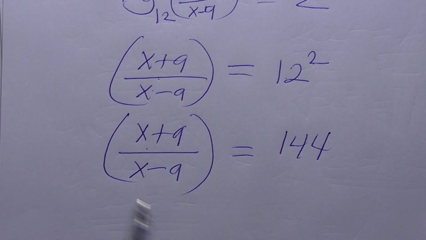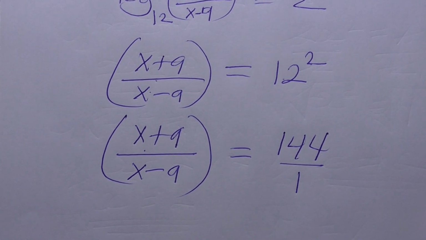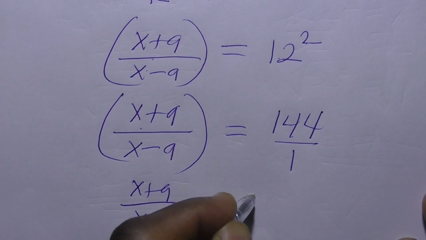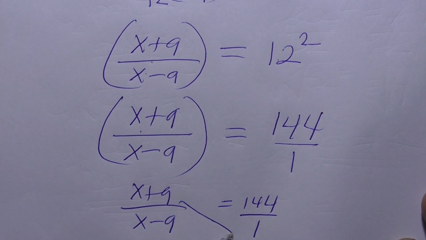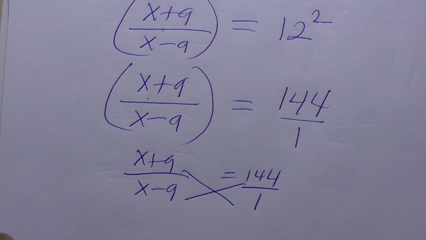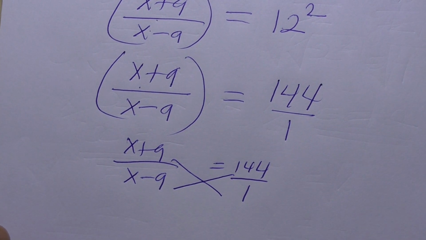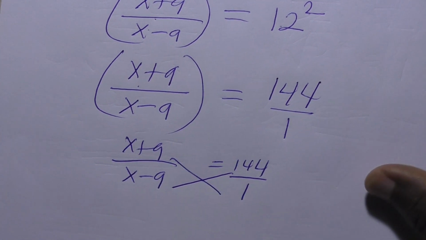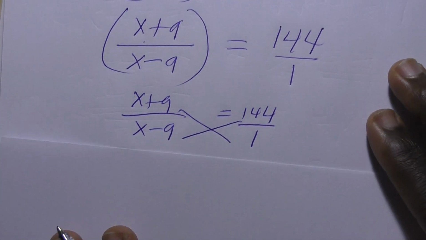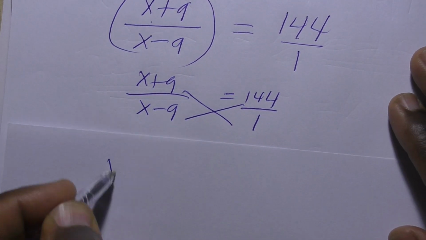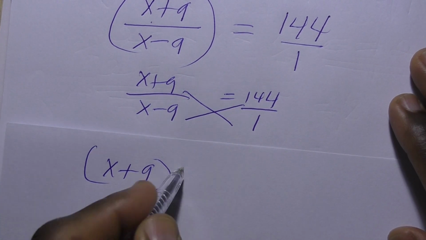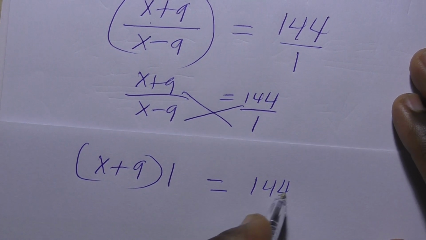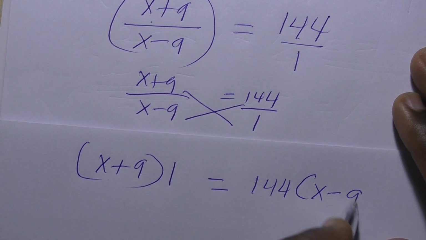This one is a fraction. We can also make this a fraction. You get x plus 9 over x minus 9 equaling to 144 over 1. We cross multiply, collect like terms, and find the value of x. That is to say, we shall end up with x plus 9 times 1 equaling to 144 into x minus 9.